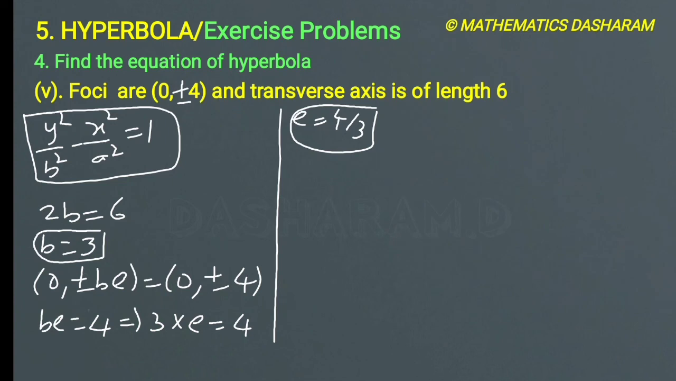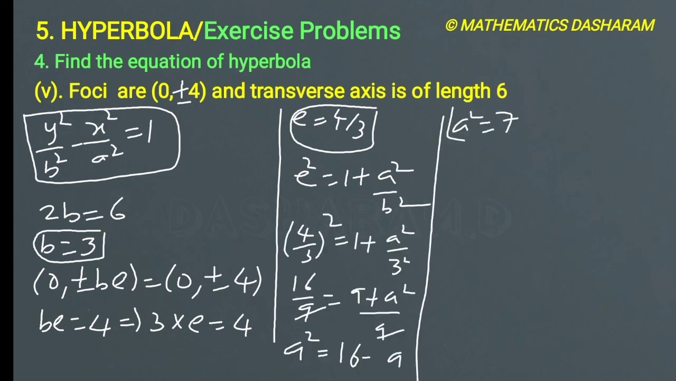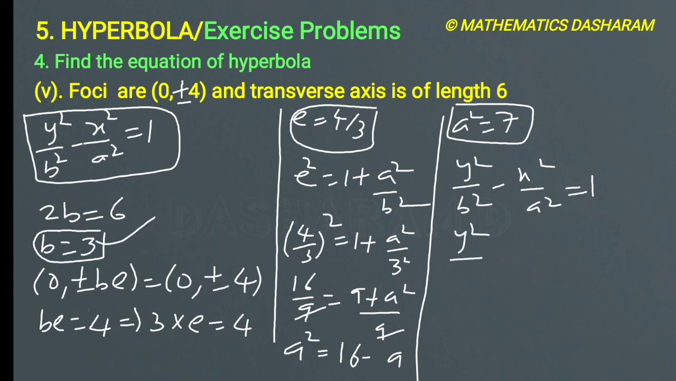To find out the a value, use eccentricity formula, that is e square equals to 1 plus a square divided by b square, because it is a conjugate hyperbola. So then 4 by 3 whole square equals, so a square value is 7. Let's substitute the value a square value and b value in the standard form. So y square by b square, b value 3, then b square value 9, then x square by a square value 7. It is equals to 1.